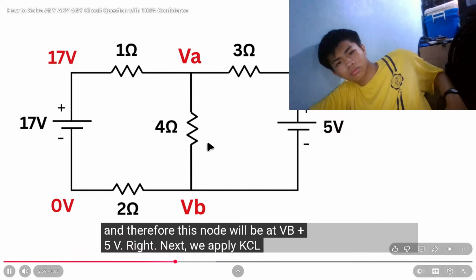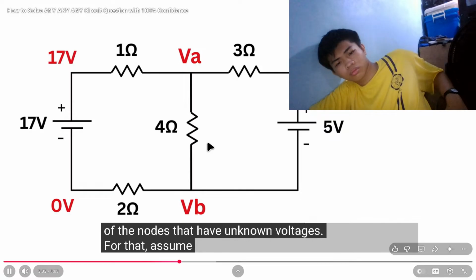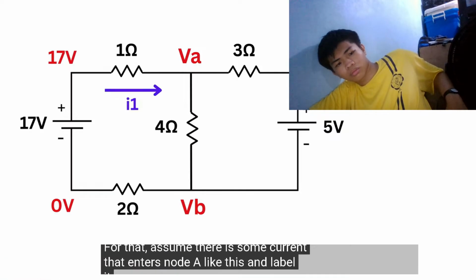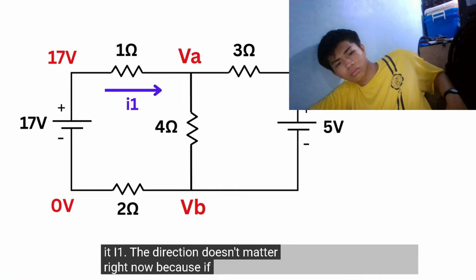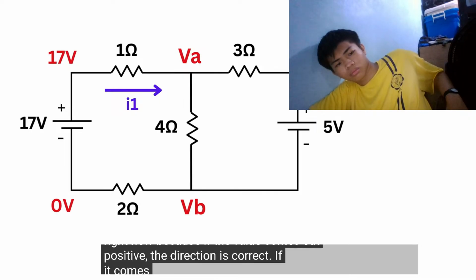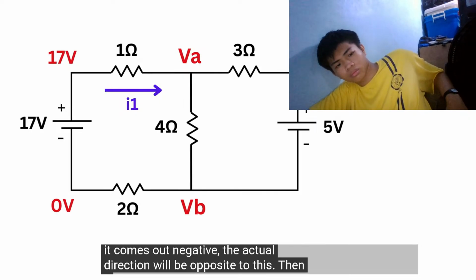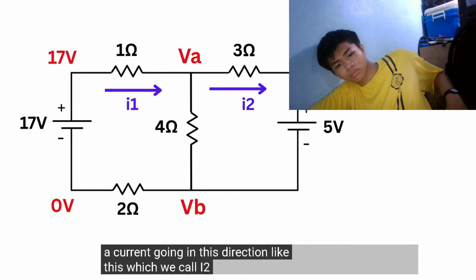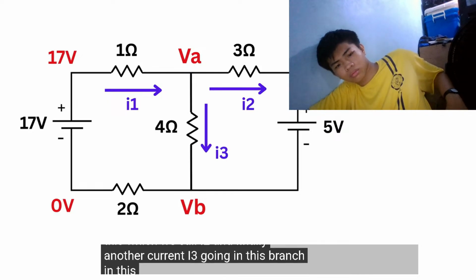Next, we apply KCL at each of the nodes that have unknown voltages. For that, assume there is some current that enters node A like this, and label it I1. The direction doesn't matter right now, because if the value comes out positive, the direction is correct. If it comes out negative, the actual direction will be opposite to this. Then a current going in this direction, like this, which we call I2, and finally another current I3 going in this branch, in this direction.